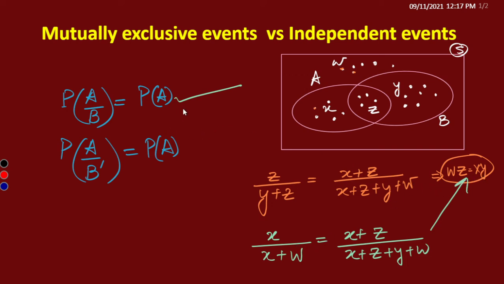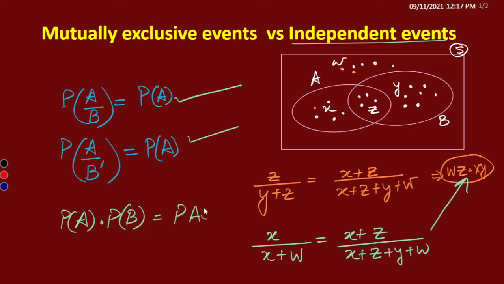So these two, one of them suffices for the other, and this basically is called statistical independence of events, which in general would mean that probability of A into probability of B is nothing but probability of A intersection B.